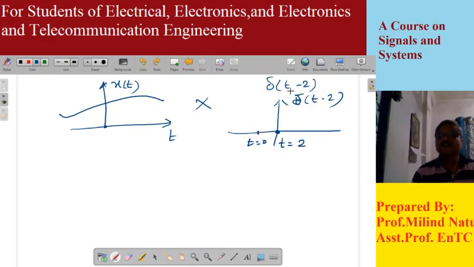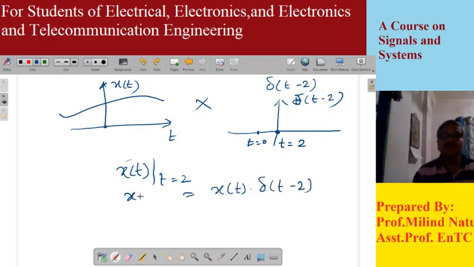This is a shifted impulse, shifted to t is equal to 2, and therefore I will receive the value of x(t) only at t is equal to 2, because the impulse appears at t is equal to 2. Therefore the product x(t) into delta(t minus 2) will be equal to x(2).